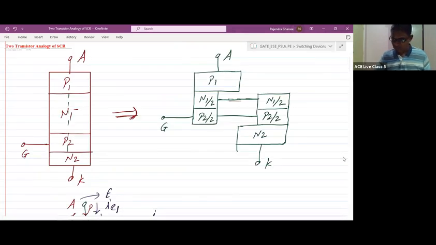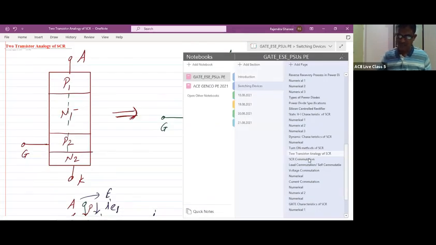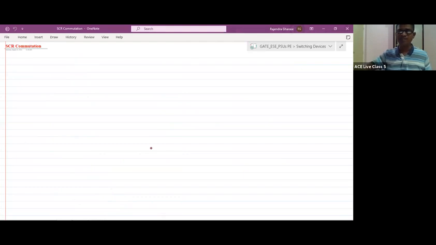Next, now let us move towards the next point, that is commutation. SCR commutation.